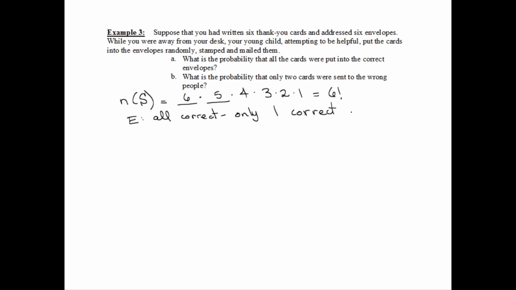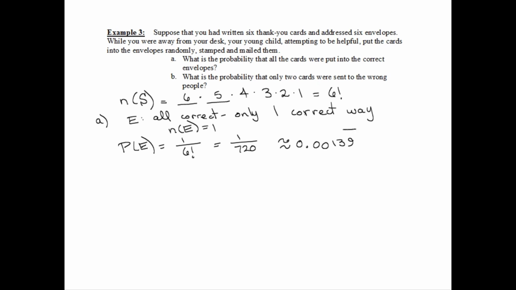If you do not get it exactly right, then at least one person gets the wrong card. So there's only one correct answer, only one way to get them all into the envelopes correctly. So our probability that this happens, part A, will be 1 over 6 factorial, 1 over 720, which is approximately 0.00139. So you should probably be prepared to apologize to someone for sending them the wrong card.